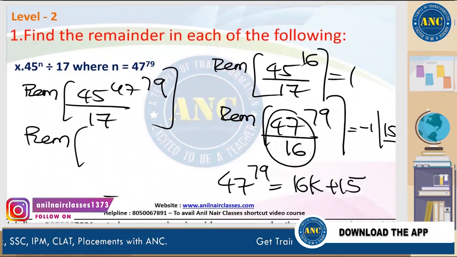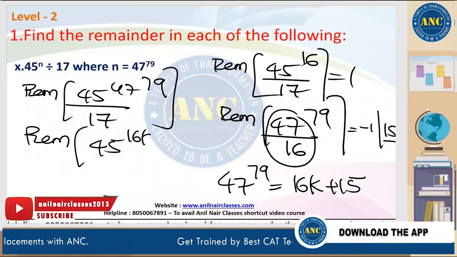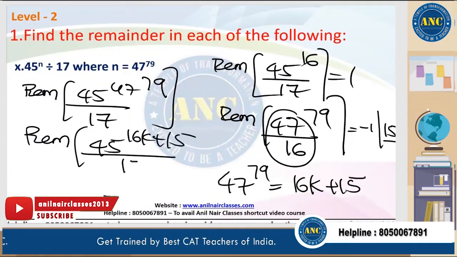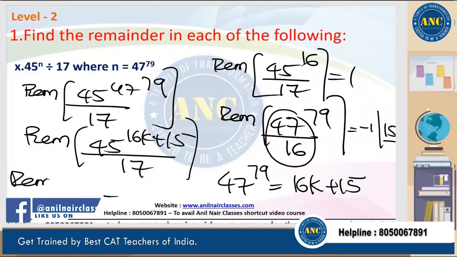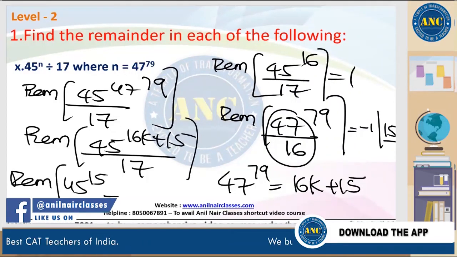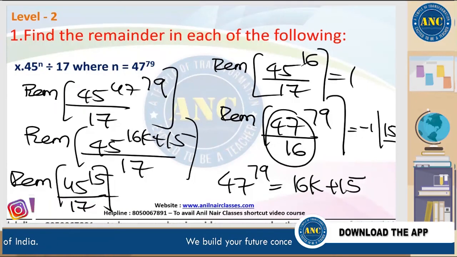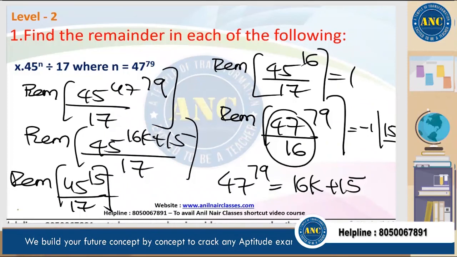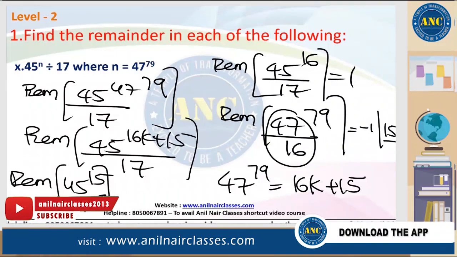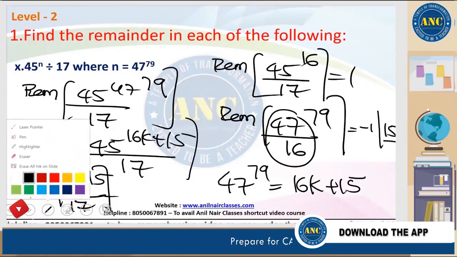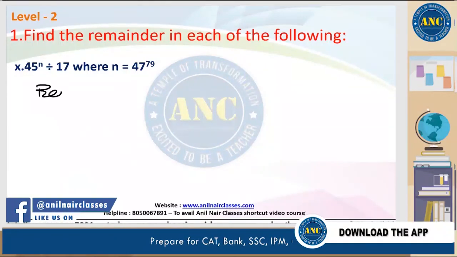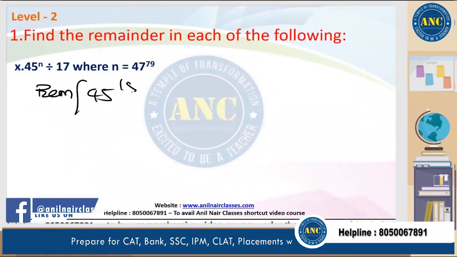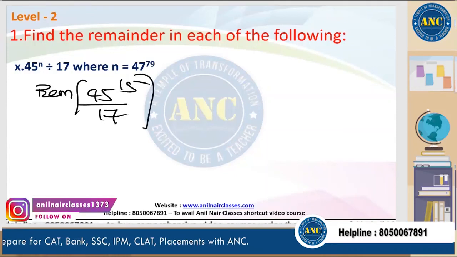So this will become 45 power 16k plus 15 divided by 17. So remaining is 45 power 15 divided by 17. Now I will tell you how to solve this. Till here clear, right? We got till 45 power 15 by 17. Now how to solve 45 power 15 by 17?